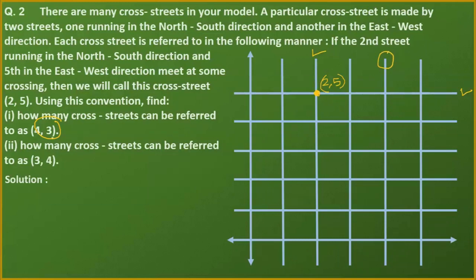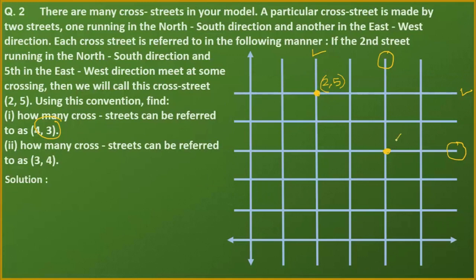Then 3. They are saying 3 vertically. So vertically, if I count 1, 2, 3, the third line is this one, which I made as a circle. Okay, so where are they intersecting? They are intersecting at this point. Observe carefully. They are intersecting at this particular point.